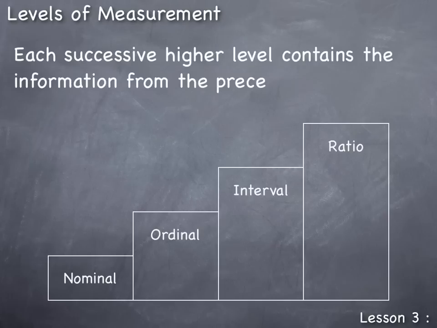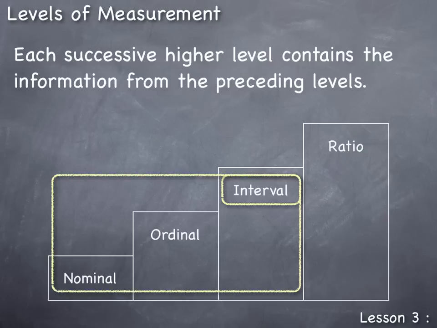Each successive higher level contains the information from the preceding levels. For instance, if data was to reach the interval level of measurement, it not only contains the information that the interval level of measurement provides, it also contains all of the information that can be found at the nominal and ordinal levels. What it doesn't contain is the information at higher levels, in this case the ratio.